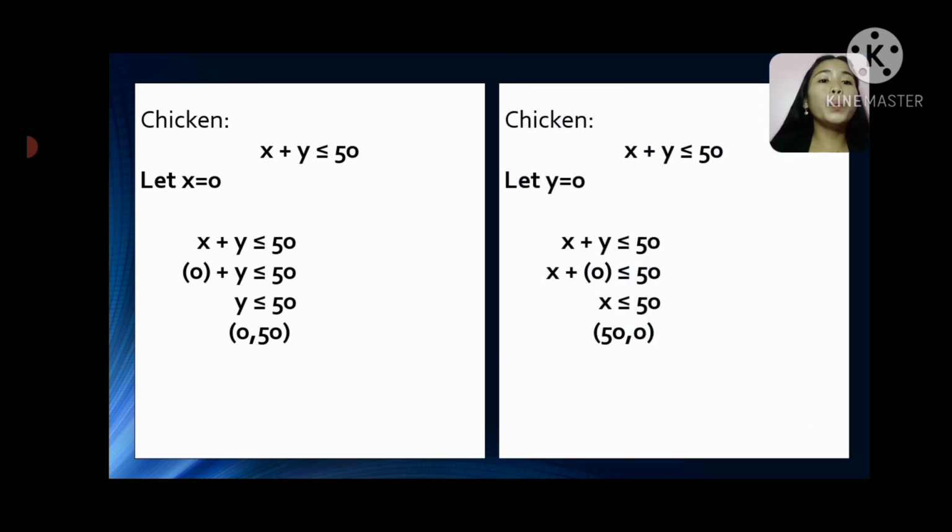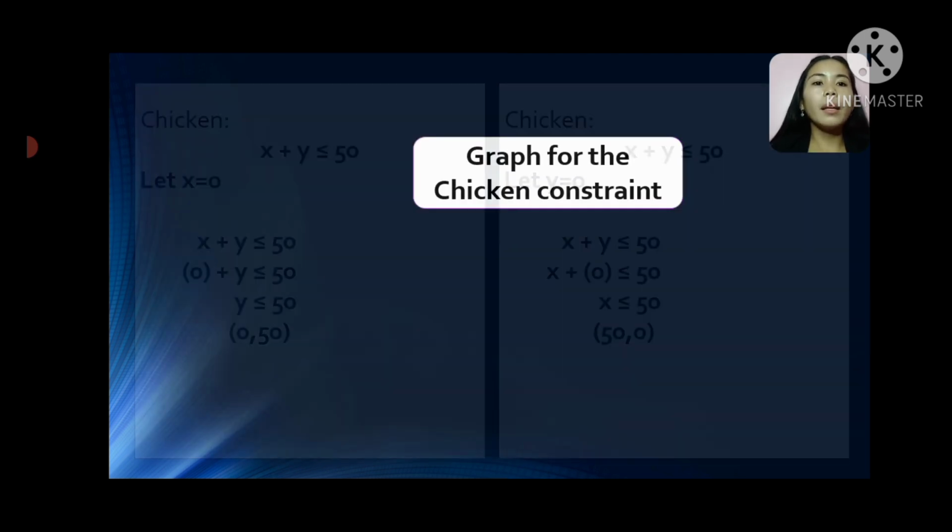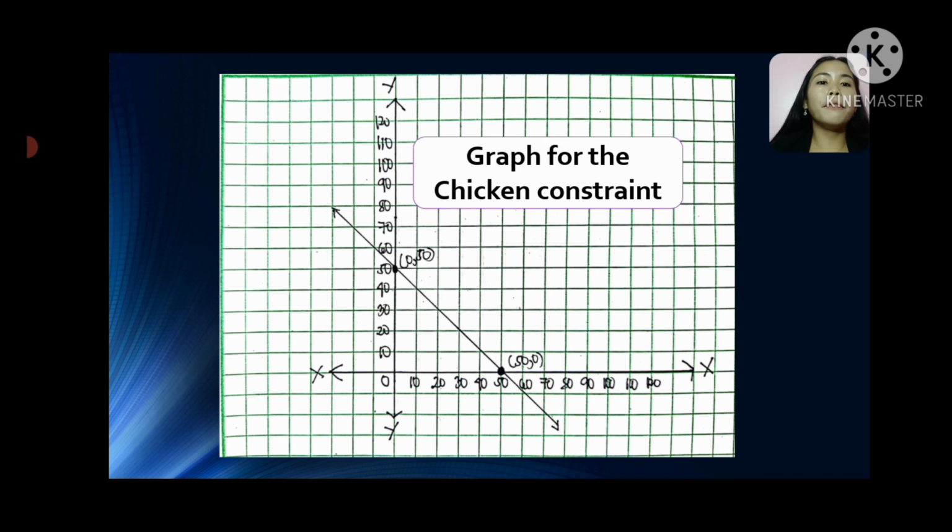Next, let y equal 0. X plus y is less than or equal to 50. Substitute y as 0: x plus 0 is less than or equal to 50, and x will be less than or equal to 50. Then the coordinate point is 50, 0. This would be the graph for the chicken constraint.